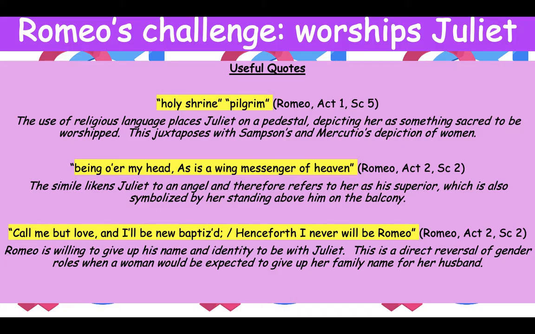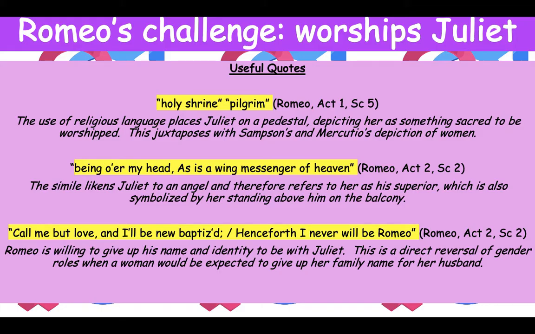This really juxtaposes with Samson's and Mercutio's depiction of women. Look at the balcony scene in Act 2, Scene 2: "being over my head as a winged messenger of heaven." In other words, he's referring to her like she's an angel. This simile likens Juliet to an angel and therefore refers to her as his superior. It's also symbolised if you think about the stage directions where she is on a balcony and he is standing below her. So that also symbolises the hierarchy in this relationship. She is much more superior than he.